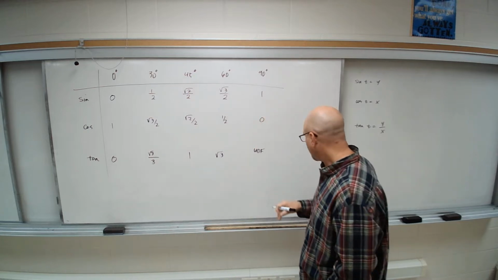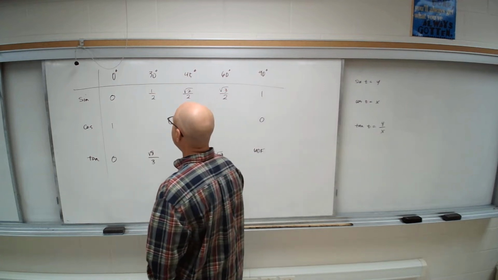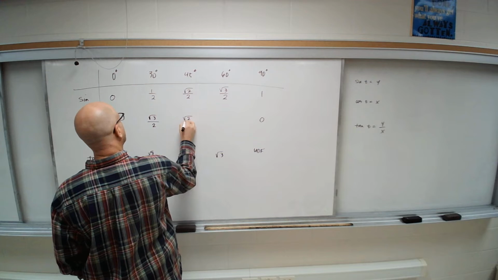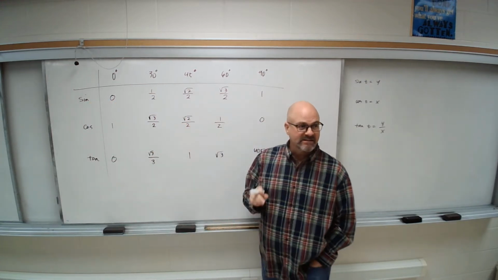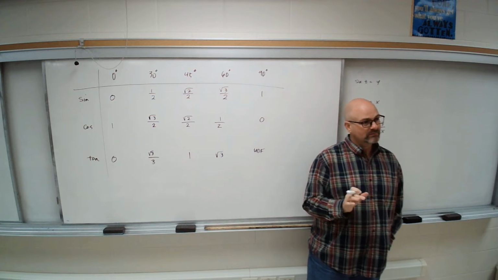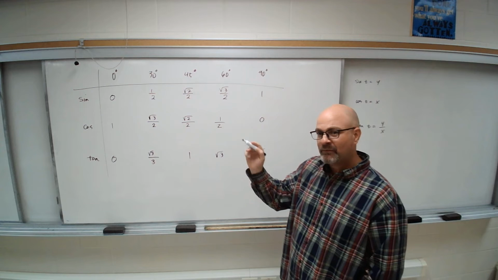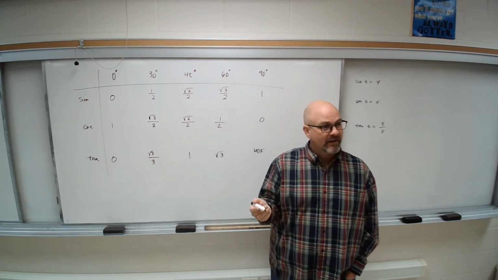Something I didn't do a great job at: you really will avoid a lot of problems if you make your radical and then a horizontal fraction bar. Radical, horizontal fraction bar, and make it obvious that only the numerator is under the radical. Sometimes if you get sloppy and write the square root with 3 halves underneath it, that's a different number than radical 3 divided by 2.